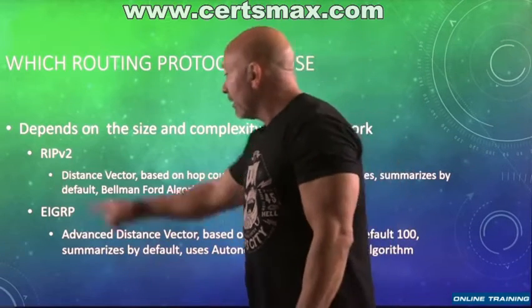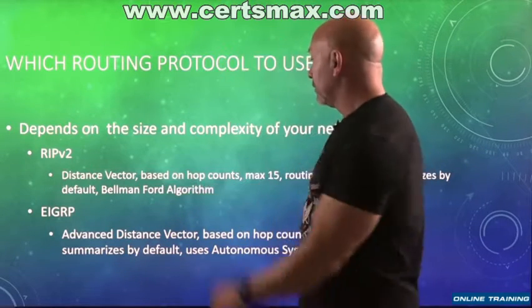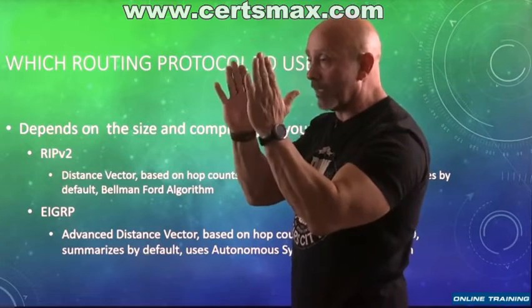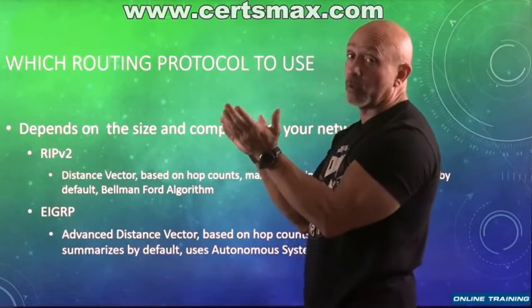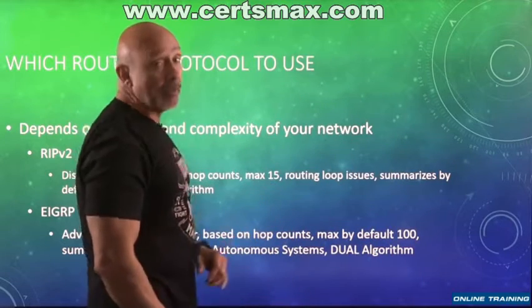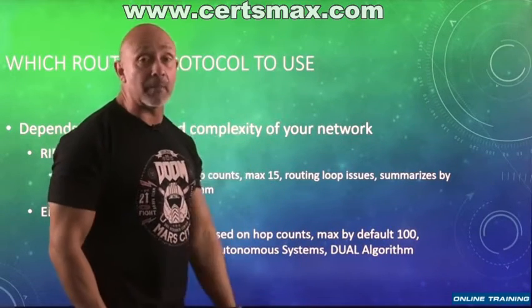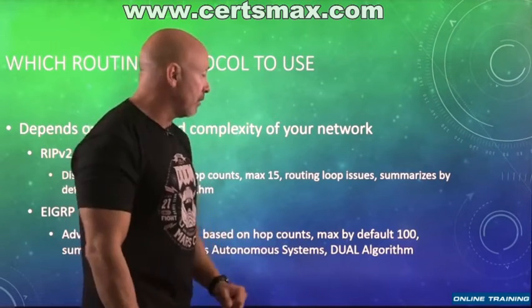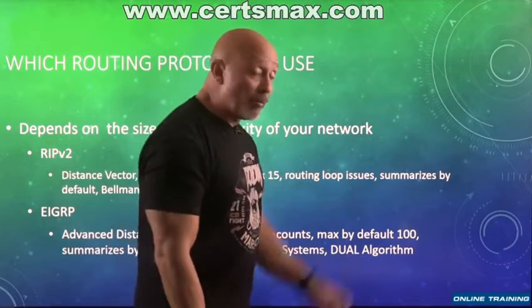Simple. It's considered a distance vector. It's based on hop counts. You saw it, right? In the brackets, you saw the administrative distance and you saw the hop count, which was only one. So the maximum hop count with RIP is 15 routers. Once it gets to that 15th router, it goes to 16, unreachable. So you can only have 15 routers. It has a lot of routing loop issues.